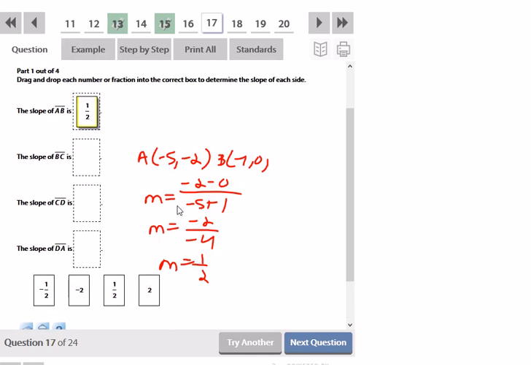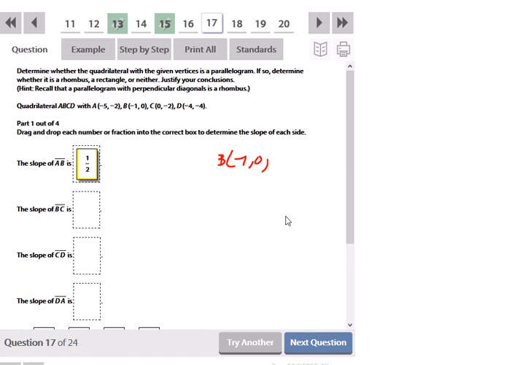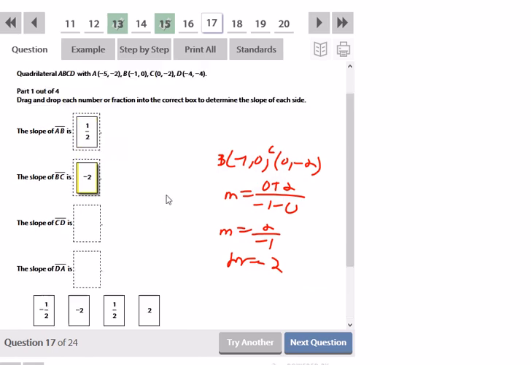BC. We'll keep B the same. C would be at 0, -2. So 0 plus 2 over -1 minus 0 is 2 over -1, which is -2. So BC is -2.